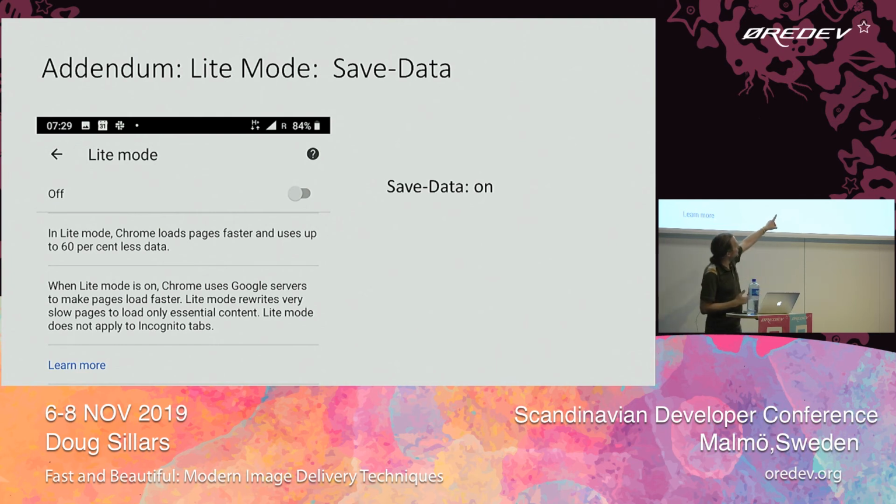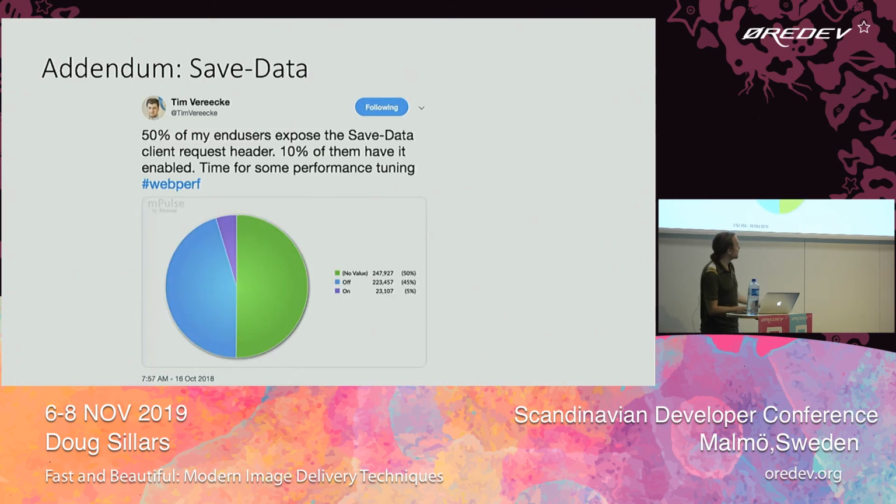Basically, it adds a header that says save data on. And so that header is sent to every single server that this person hits with their browser. And so if the server says, hey, this guy wants less information, you can serve them less data. This is data from about a year ago. Tim found that 5% of his users have this header turned on.